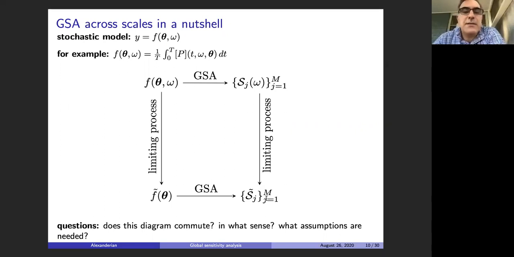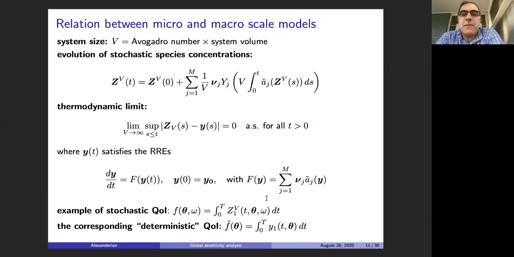All right, so let's have one slide. What's the relation between the stochastic model and the corresponding deterministic one in this chemical system setting? I can define the system size as Avogadro's number times the system volume.